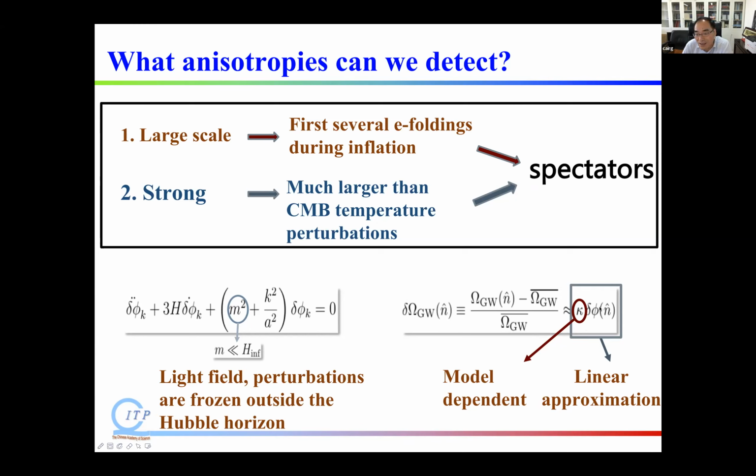So if delta phi has large anisotropies, then we can get large anisotropies in the gravitational wave background. The idea is like this.